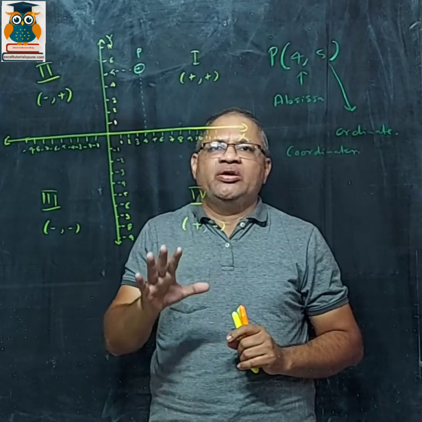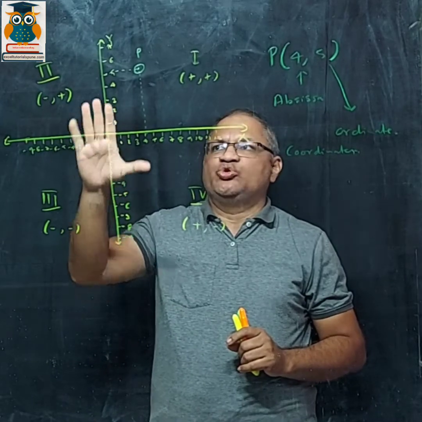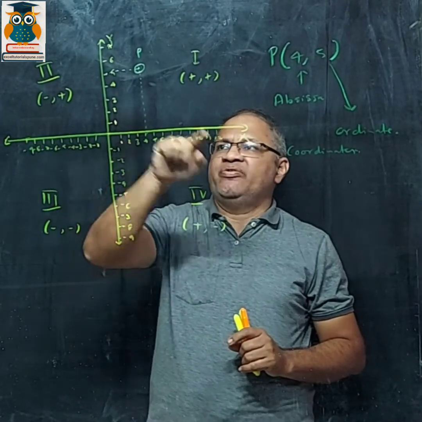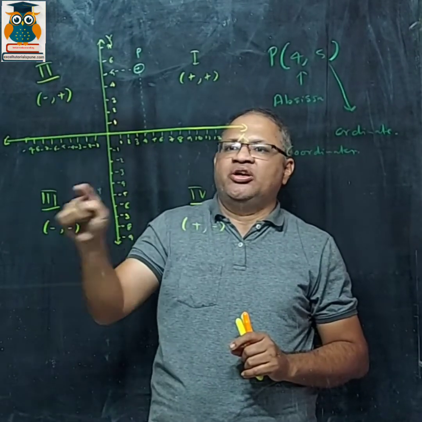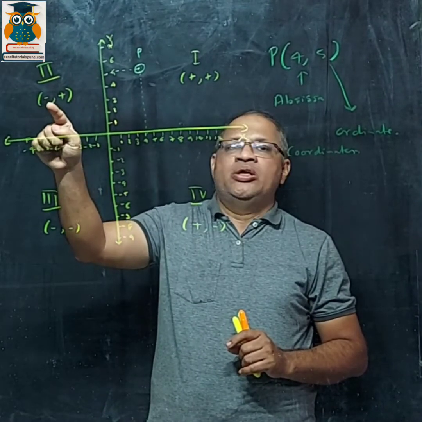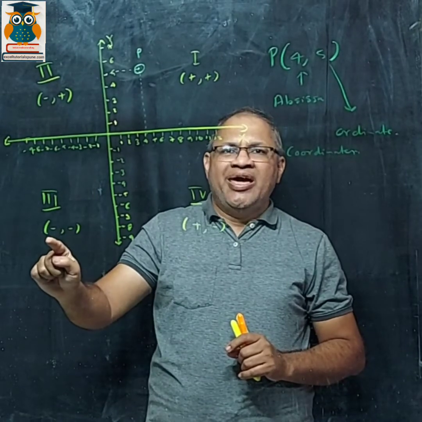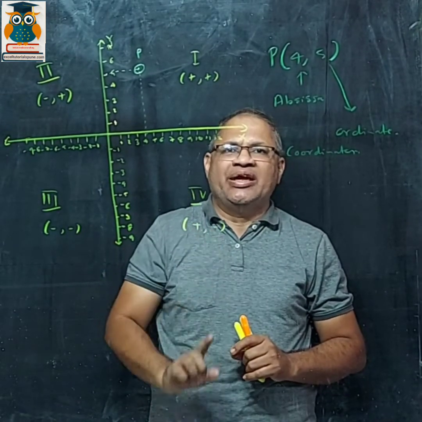Before we start with this topic, the basic, that is the coordinate system. This is your y-axis, this is your x-axis. It's divided into number lines like this. This is the first quadrant, second quadrant, third quadrant, fourth quadrant. In the first quadrant, both are positive. In the second quadrant, x is negative, y is positive. In the third quadrant, x as well as y is negative. In the fourth quadrant, x is positive, y is negative.